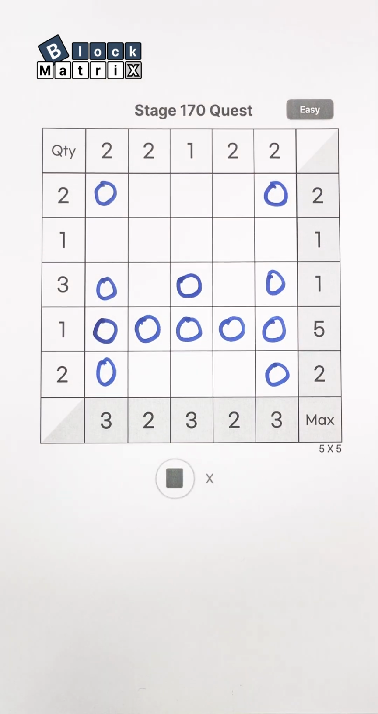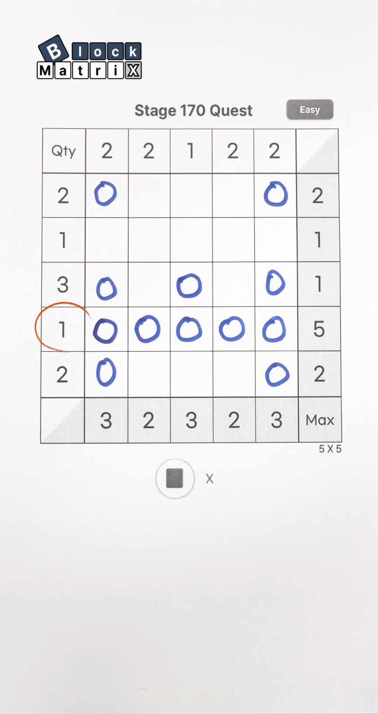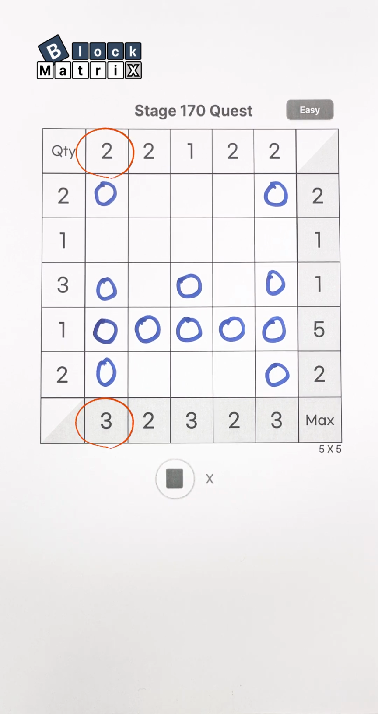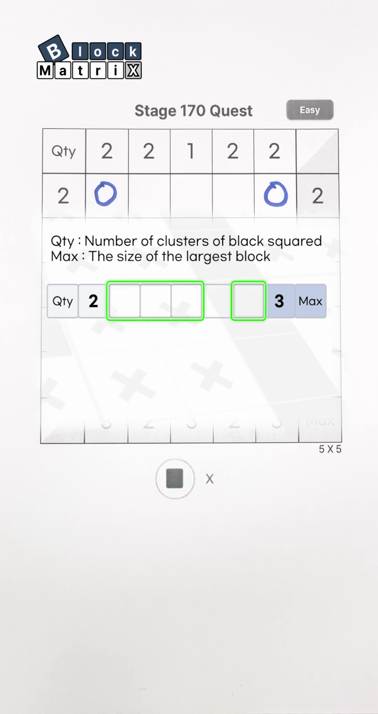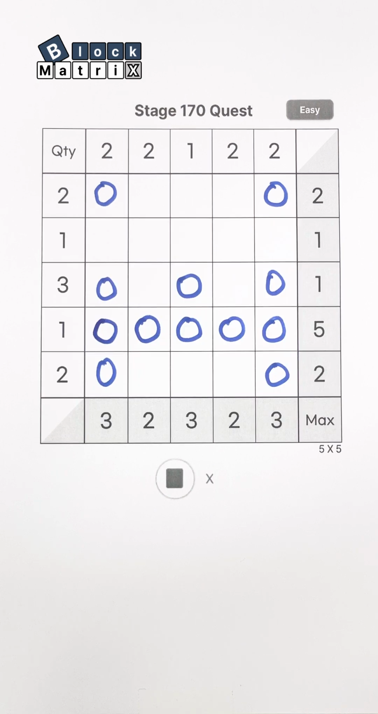It looks like I marked the O's without much thought. Let's check why I filled them this way. Looking at the fourth row, since the quantity is 1 and max is 5, we fill all the empty spaces with O. In the first column, the quantity is 2 and max is 3. So there are possible ways to form 3 connected blocks like this. The fifth column is the same as the first one.